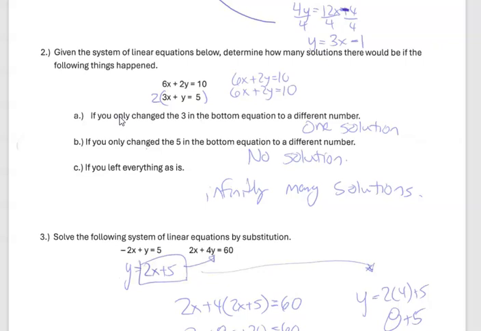You would only be eliminating the y's, and in that case, you're going to end up with one solution because you'll be able to solve for x. The x's don't get eliminated. If all you changed was the 5, then that means that you would be getting rid of the x's and y's, but the other side would no longer be equal. The left side and the right side would no longer be equal because when you subtracted them, one side would be 0 and the other side would give you something other than 0. So that would be no solution. So once again, one solution, no solution, infinitely many solutions.